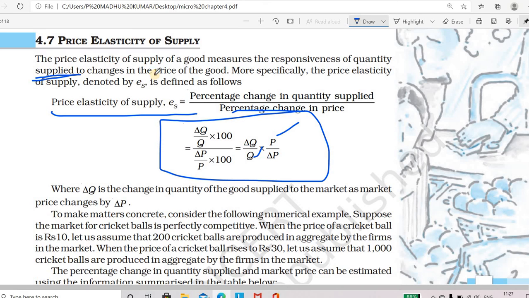In case of price elasticity of demand, the price elasticity of demand measures the responsiveness of quantity demanded to change in the price of the good. Easily we can study this one. In the case of supply, it is supplied. In the case of demand, it is demanded. Then the responsiveness of quantity supplied to change in the price is the price elasticity of supply.